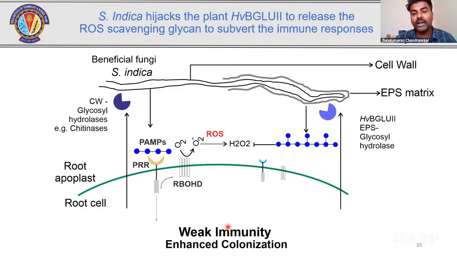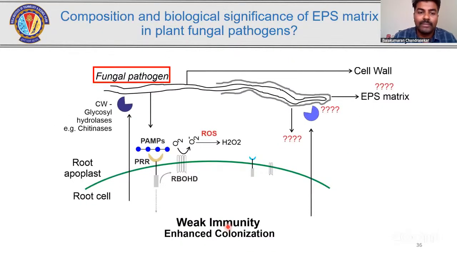So you can see how important sugars are in plant-fungal interactions, especially beneficial fungi interactions. Now I have told you about the beneficial fungi. What about the fungal pathogens? Do fungal pathogens make an extracellular polysaccharide matrix, or what is the enzyme targeting the fungal extracellular matrix? Do fungal pathogens also follow the same strategy to scavenge the ROS? This is not yet known.